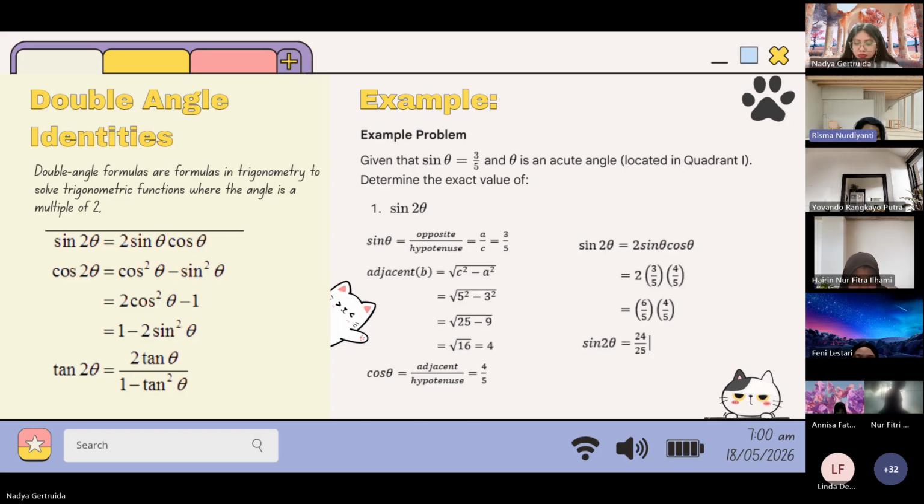And for example, given that sine theta equals 3/5 and theta is an acute angle in quadrant 1, first, determine the exact value of sine 2 theta.